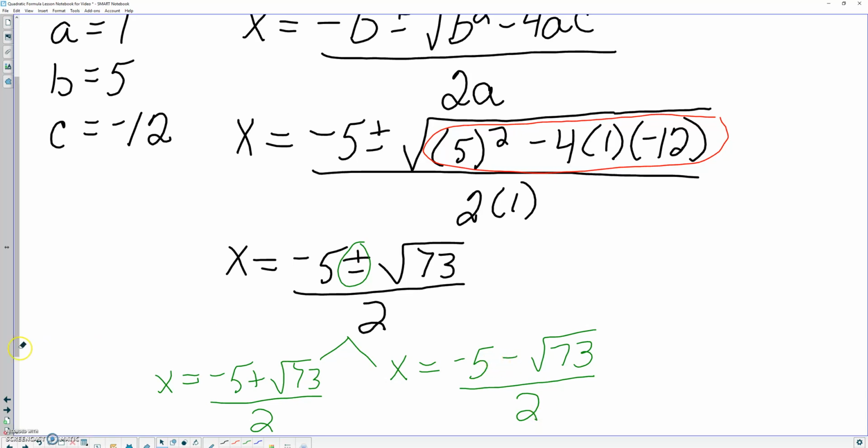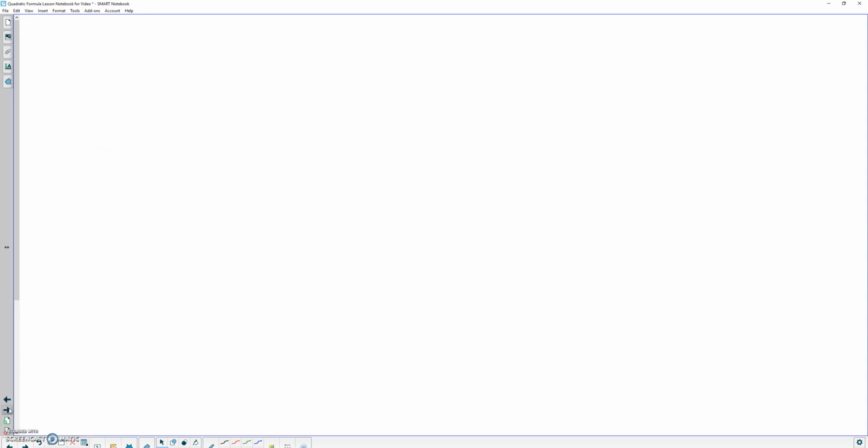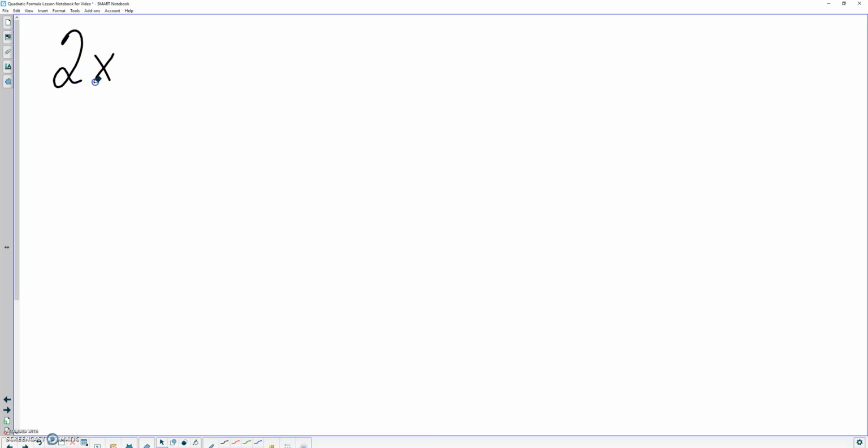Okay, so on the next page, I did write down a procedure for you guys. In step 1, you always want to rewrite the equation in standard form, determine the values for a, b, and c, substitute the values into the quadratic formula, and then simplify. Okay, so let's do one more example. So let's look at 2x squared minus x minus 14 equals 0.